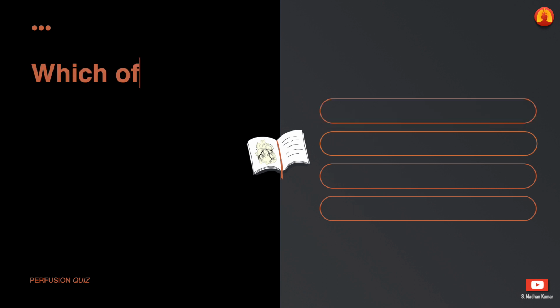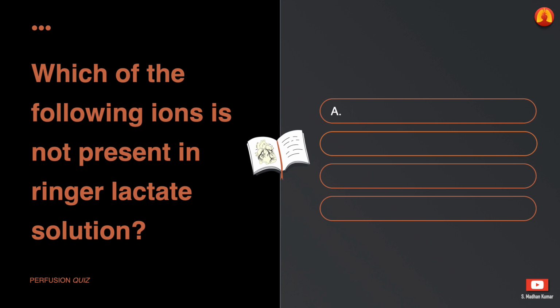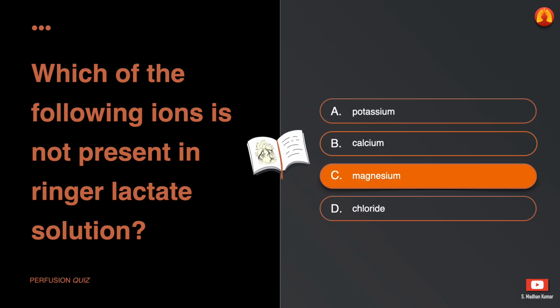Which of the following ions is not present in ringer lactate solution? A. Potassium. B. Calcium. C. Magnesium. D. Chloride. The correct answer is magnesium.